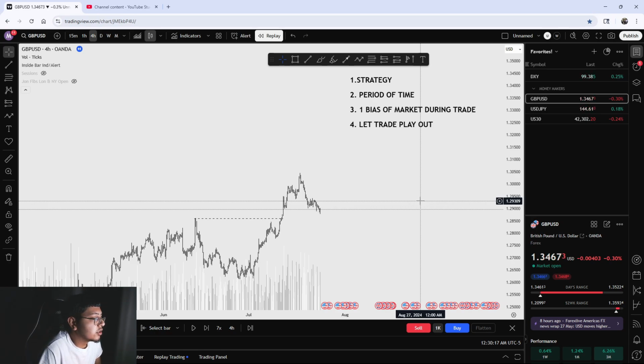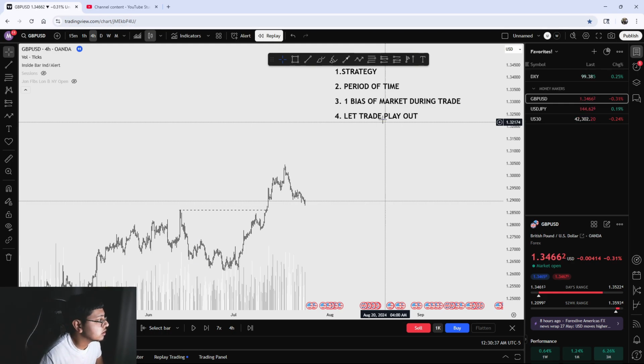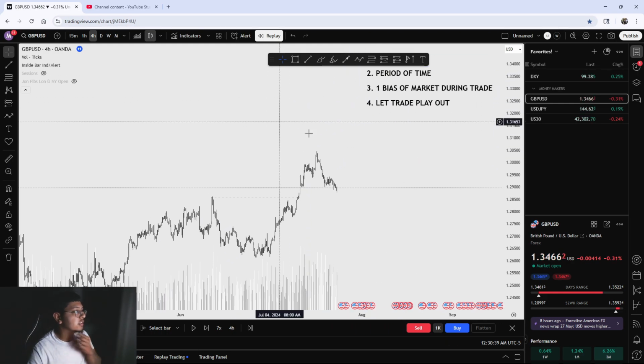Right, so you want to be able to let that trade play out. And this is very important for future price action when you are actually taking a live trade. So this will actually help you let your trade play out and have confidence in your trade for future price action. Okay, so I'll go ahead and leave this right here.